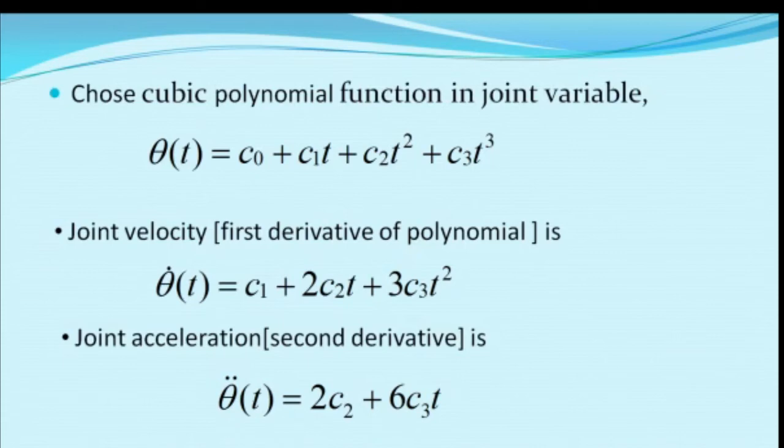Now I differentiate this equation to get the joint velocity. So theta dot is C1 plus twice C2 t plus 3 C3 t square. So after differentiating you get this equation. Again, if I differentiate then I get acceleration, so twice C2 and 6 C3 t. Okay, so we get this acceleration. Now if you see from this equation, this is a cubic polynomial equation. This represents a parabola. And this is a linear relation.